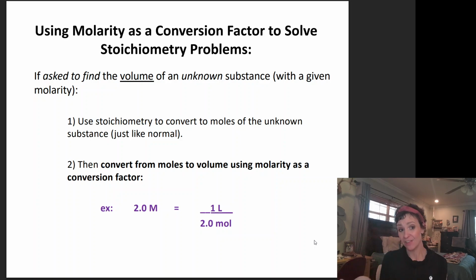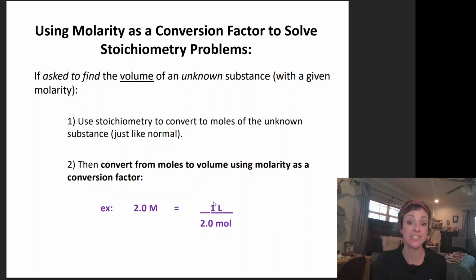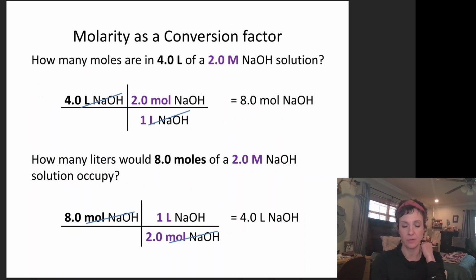A second scenario: if I'm asked to find a volume of an unknown solution, and I've told you what its molarity is, I can use stoichiometry just like normal from my given to get to moles of that ending substance, and then I can use its molarity as a conversion factor oriented the opposite way to convert to that volume in liters. You're like, molarity is a conversion factor. Can you show me a little bit more about what that looks like?